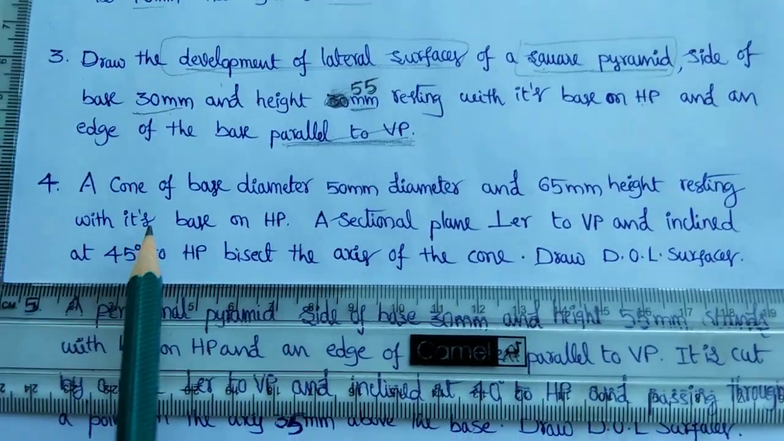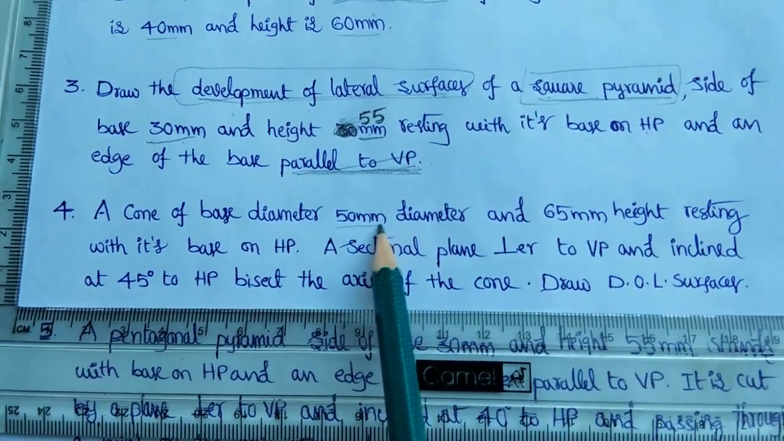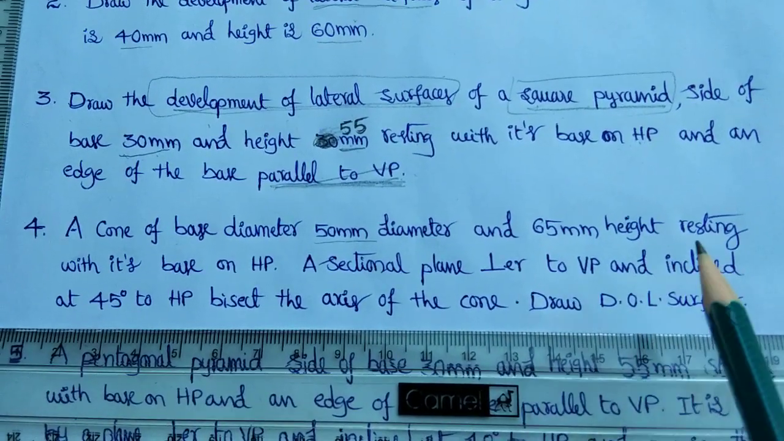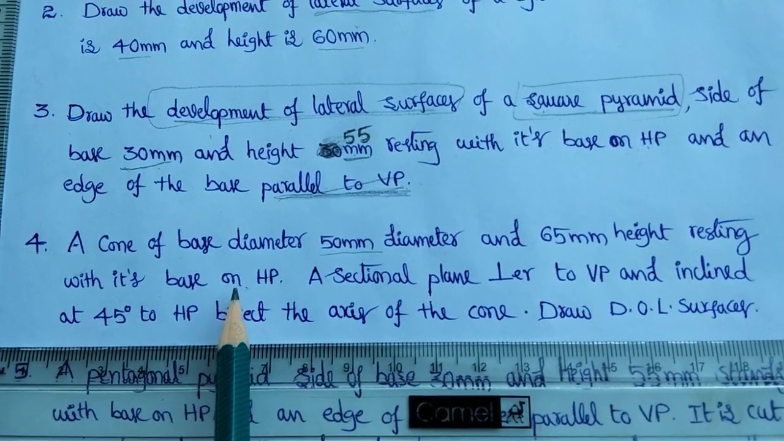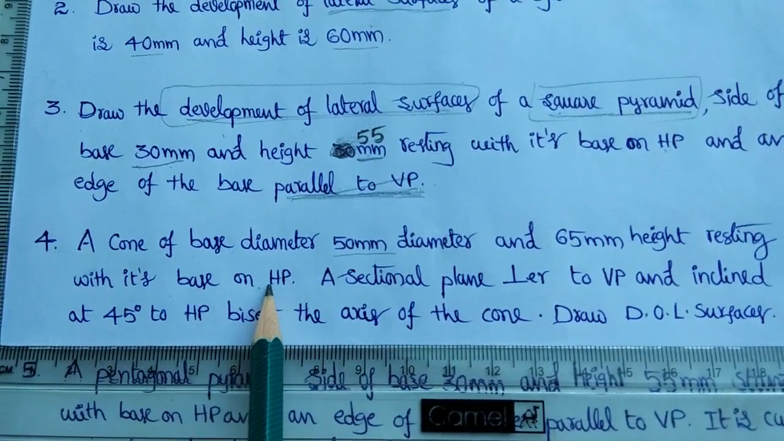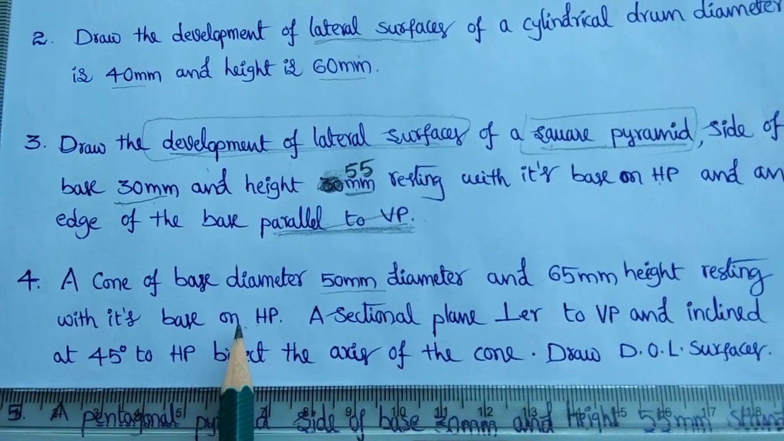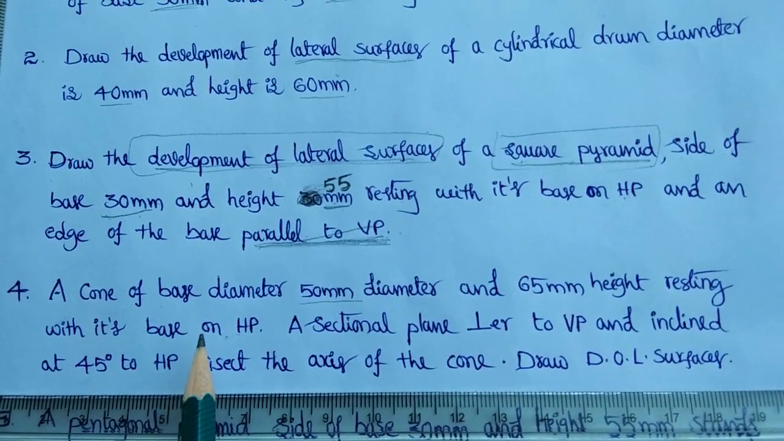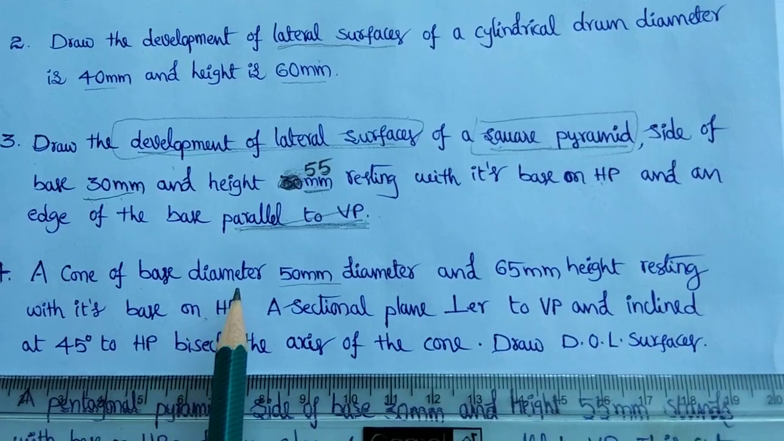Coming to problem number 4: a cone of base diameter 50 mm and 65 mm height resting with its base on the horizontal plane. That means the object is located on the horizontal plane, so in the top view we will get the true shape of the circle. The circular base is visible in the top view. So initially we should construct the orthographic projections.